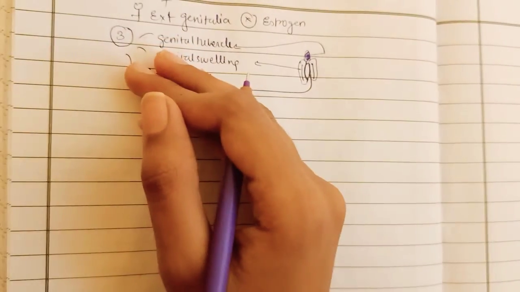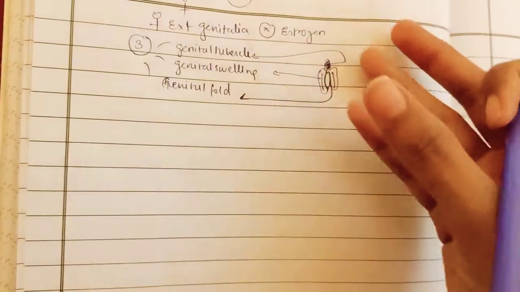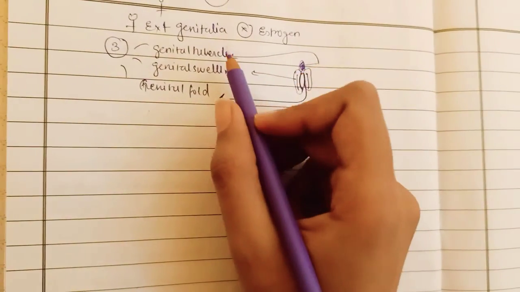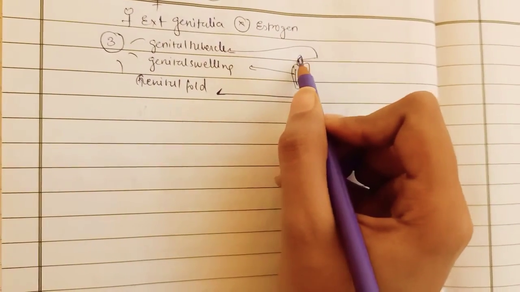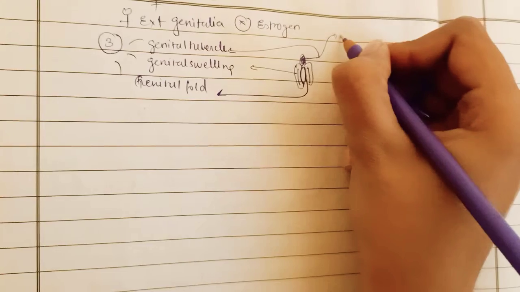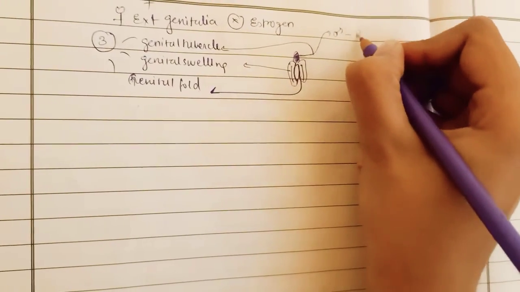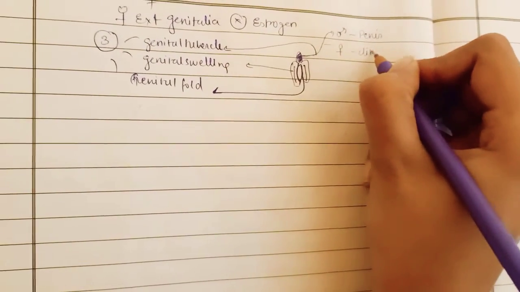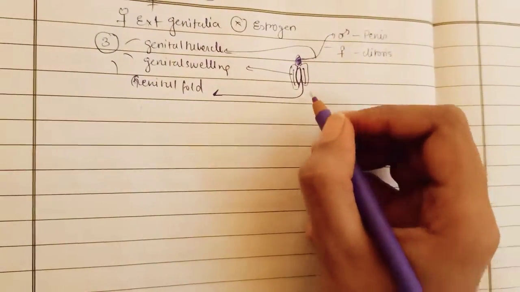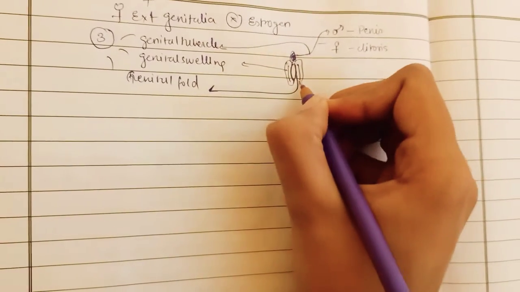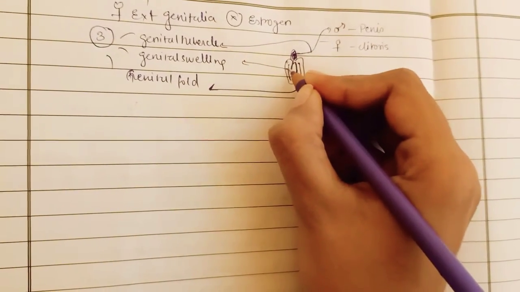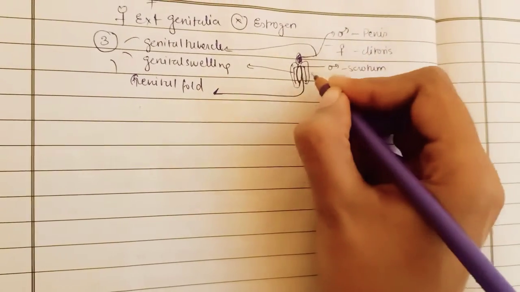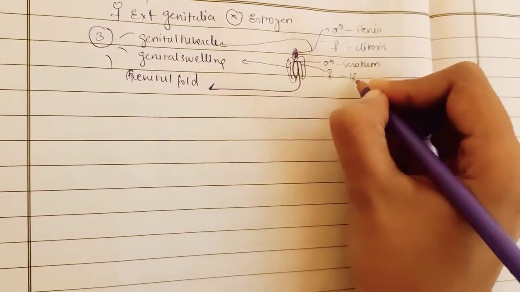Now what happens in the males and what happens in the females, how the structures form into male external and female external genitalia. This genital tubercle, in the case of male, will convert into the penis. In the case of female it will convert into the clitoris. Coming to the genital swellings, the swellings on the side, in the male they will form the scrotum. In the female they will form the labia majora.